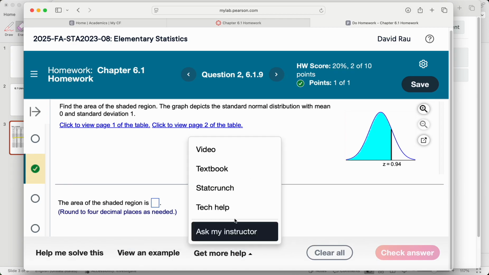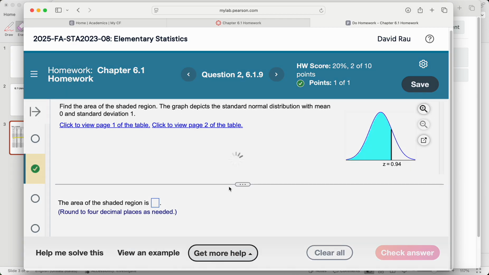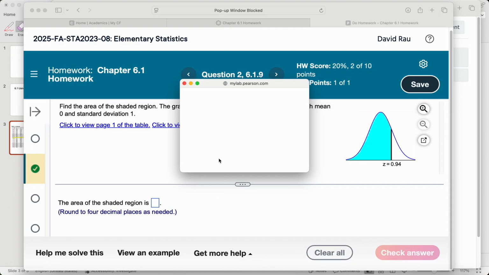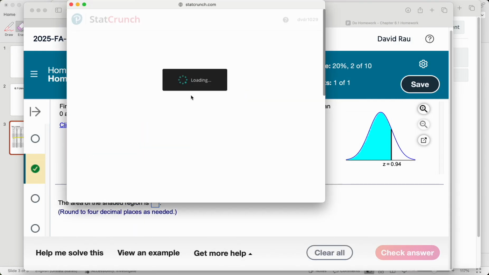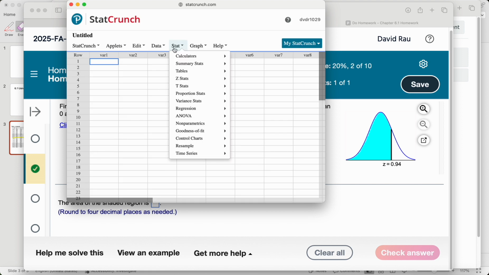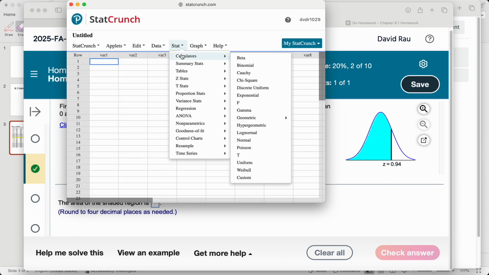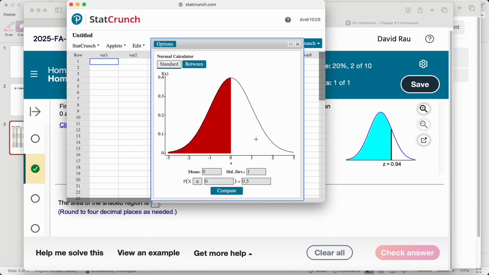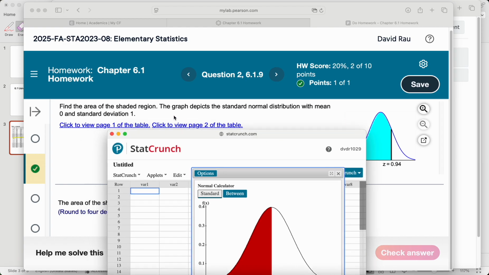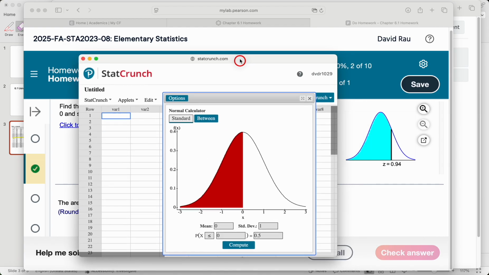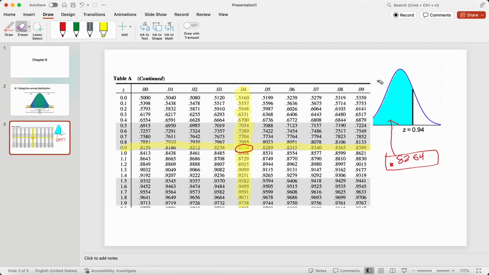Alright, so the other way is, of course, going to StatCrunch. And so what we're going to do is we're just going to go to Stat. We're going to go to Calculators and Normal Calculator, because we're on the normal distribution. Now here's the big question: what am I going to use here? And thankfully it tells you verbally, use the mean of 0 and standard deviation of 1. In other words, use what the table is set up to do.